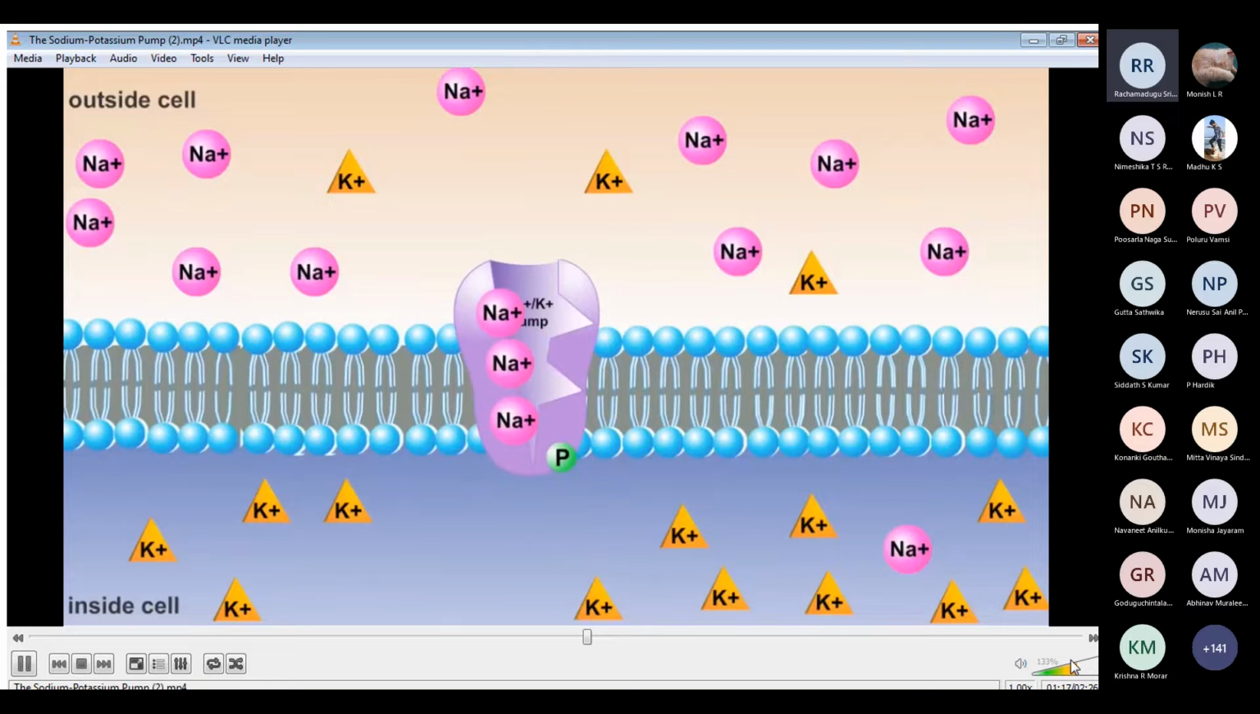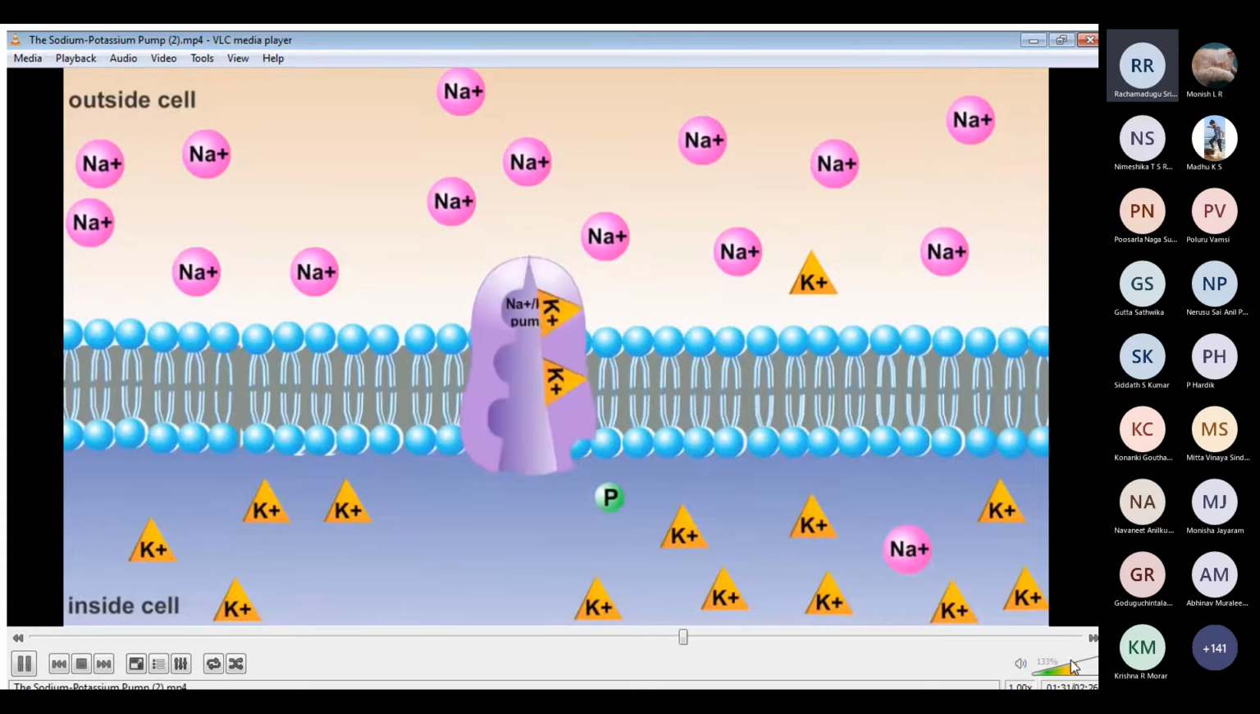As the protein changes shape, the 3 sodium ions are released to the other side of the membrane. Next, 2 potassium ions position themselves within the carrier protein, causing it to undergo another change in shape. In the process, the phosphate molecule is released. Once the phosphate molecule is released, the carrier protein expels the potassium ions into the interior of the cell. The carrier then resumes its initial shape, completing the cycle.